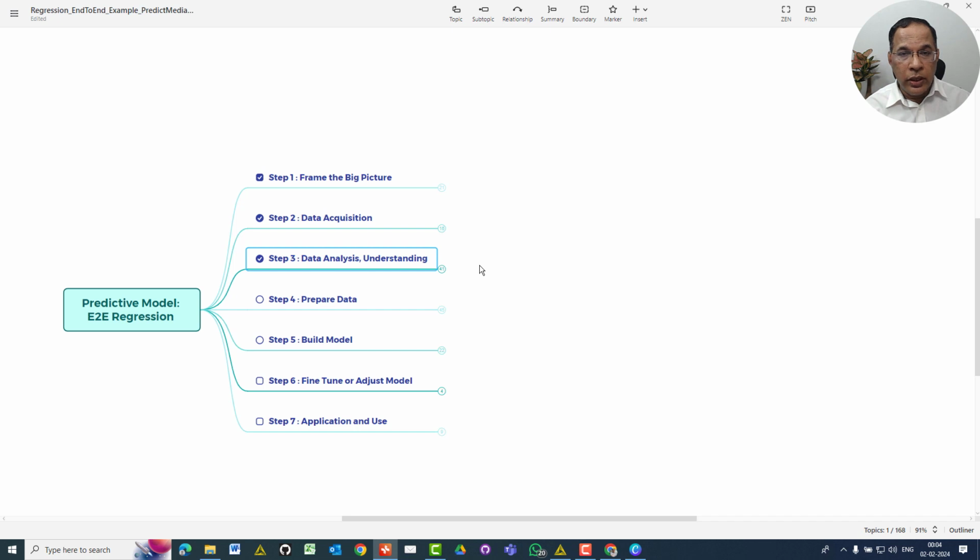Let's go to the next step in the next video, now that we have understood the data. We're going to do one more step around preparing the data, because we saw that there were some missing values and so on. Data preparation is a key part of any data science life cycle, right? And that's a key step. So we will spend some more time on that in the next video. And then we will go to model building, and then fine tuning the model and so on.